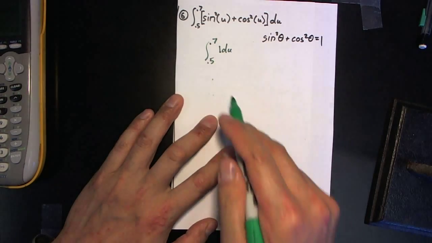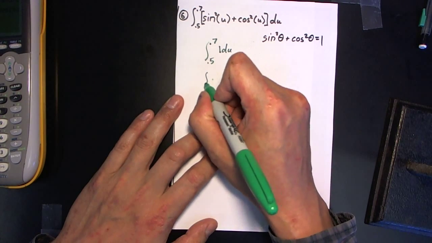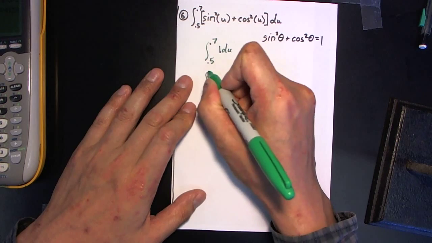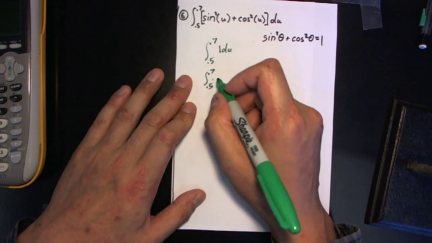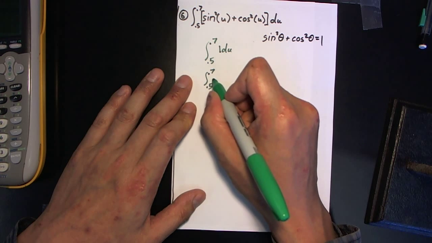Now this gets a lot easier. 1 is u to the 0 power. Sorry about that little spot there. That's just bleed through from the previous page. It's a disadvantage of folding things over.